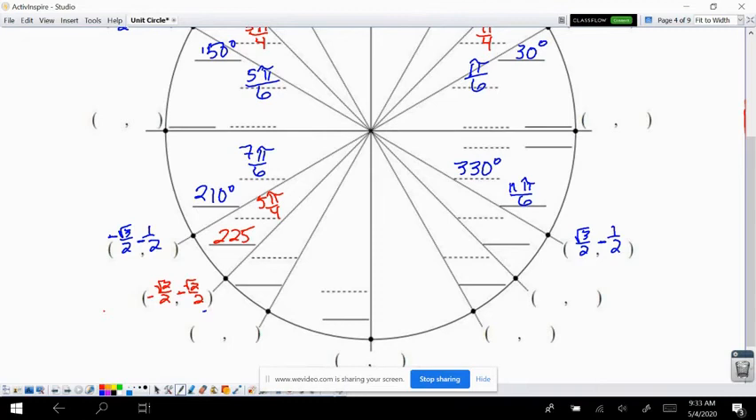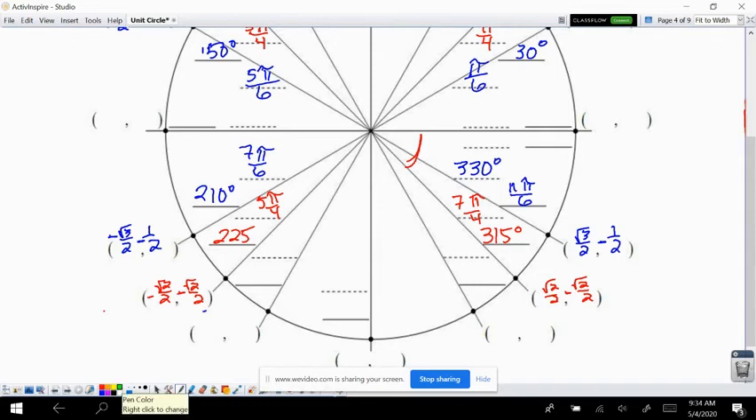Another 45-degree reference angle here. That is 45 degrees shy of 360, so that's 315 degrees, which is the same as 7 pi over 4. Again, cosine is root 2 over 2, sine is root 2 over 2, but we're in the fourth quadrant, so sine is negative.